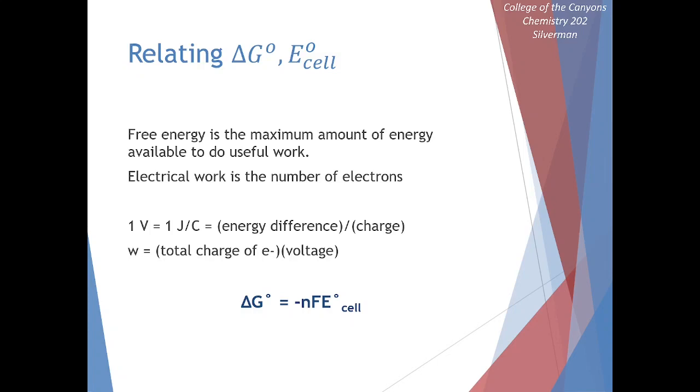Electrical work is based on the number of electrons. In fact, we can say our work due to our voltaic cells is the total charge of our electrons times the voltage that we are working at. The voltage is exactly our standard cell potential, and the total charge is Faraday's constant times the number of electrons. We can include our negative sign here to make sure our sign conventions match up. A positive cell potential needs to correspond to a negative value for delta G.